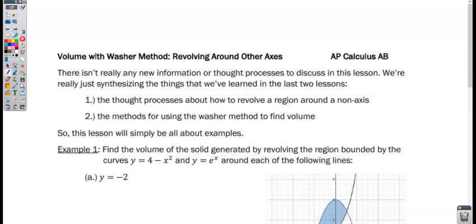All right, everybody, welcome to this video in which we are going to be discussing content from section 8.12 of AP Calculus: volume with the washer method, revolving around other axes. This is going to be the last section for AP Calculus AB. Congratulations, when you're finished with this section, we have reached the end of the course.